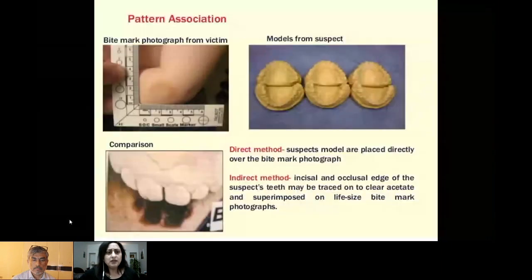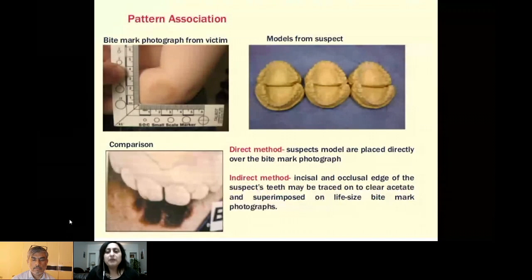Pattern association: the bite mark photograph of the victim is taken with the scale. Models from the suspect, but for this we need the permission of the suspect, and suspect models are placed directly over the bite mark photograph. In the indirect method, the incisal and occlusal edges of the suspect teeth are traced onto a clear acetate film and superimposed on life-size bite mark photographs.